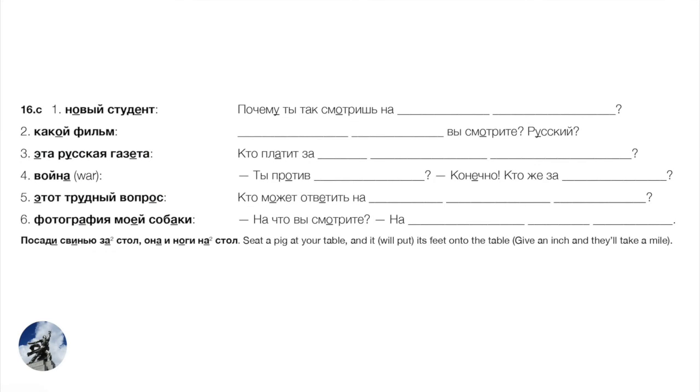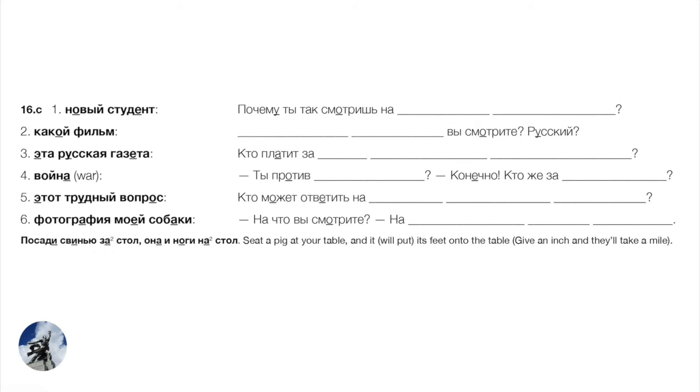Okay, let's fill in a few examples with these, more accusatives, including accusatives after prepositions. Okay, number one, новый студент, a new student. Okay, that's animate. Let's ask, why are you looking in this way? Why are you looking thusly, right, так, at the new student? Right, stop staring at the new student. Почему ты так смотришь на, okay, animate accusative, нового студента? Почему ты так смотришь на нового студента?